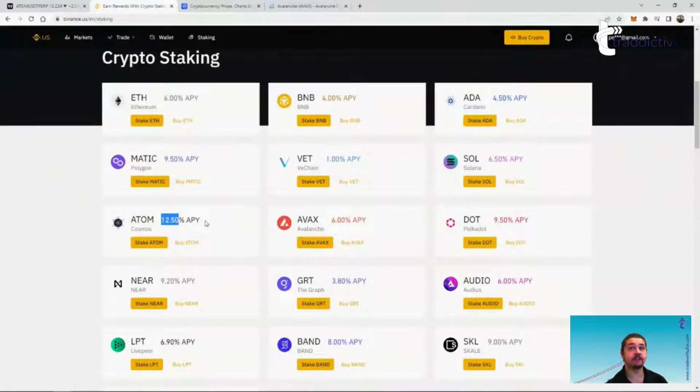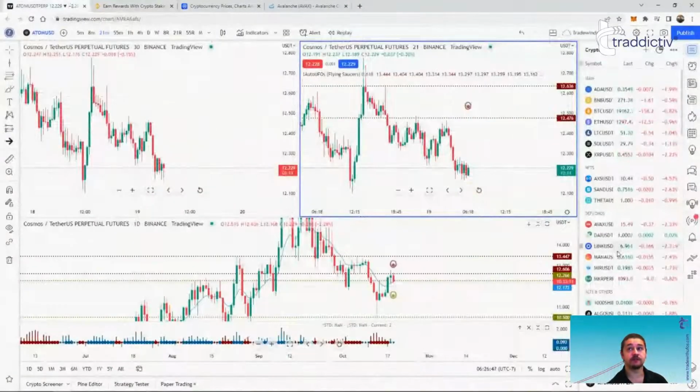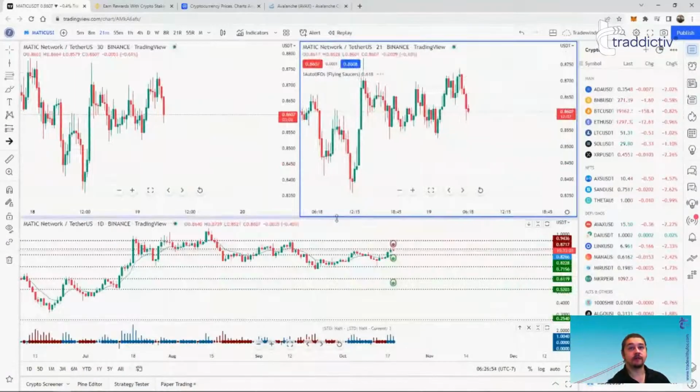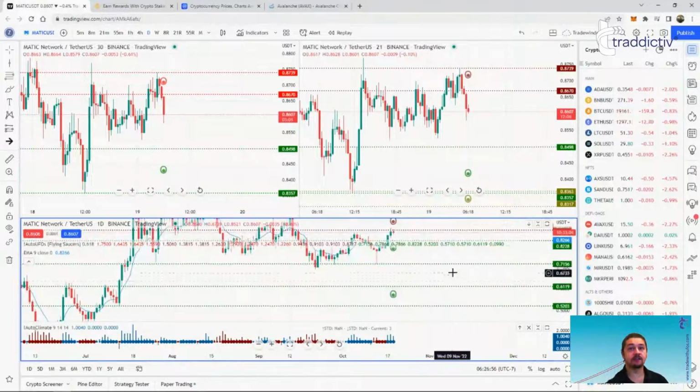Now in the 9%, and there's no 10%, so in the 9% we have Matic, we have Polkadot, we have Scale, and we have Near. So we have a couple of candidates in the 9% area. So let's go ahead and start with Matic, Polkadot, and then we'll look at Near and Scale. All right, so we have Matic. All right, there is Matic.